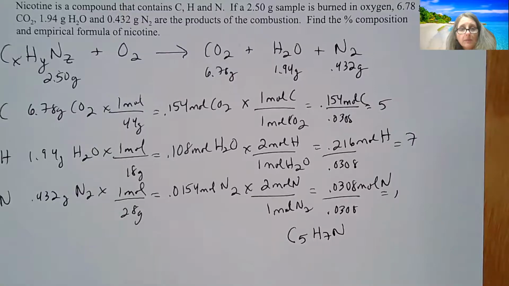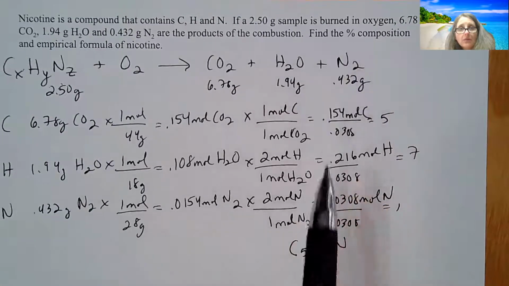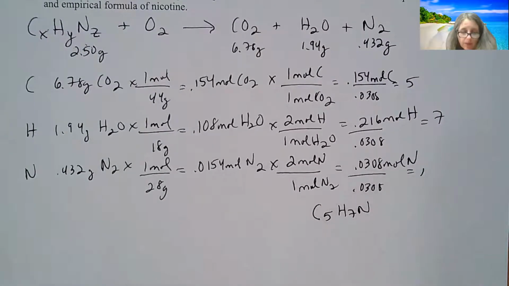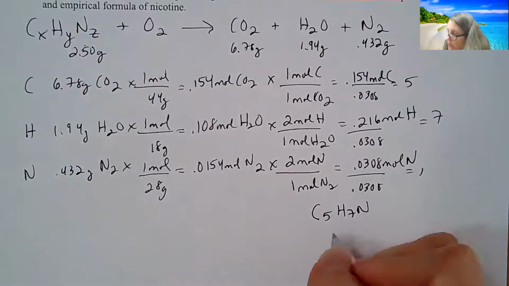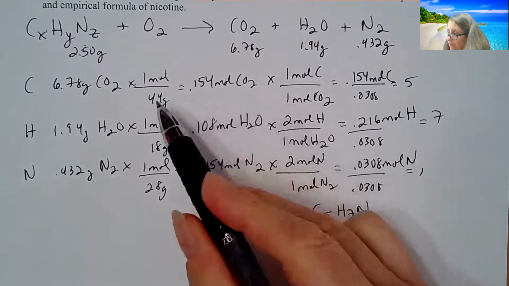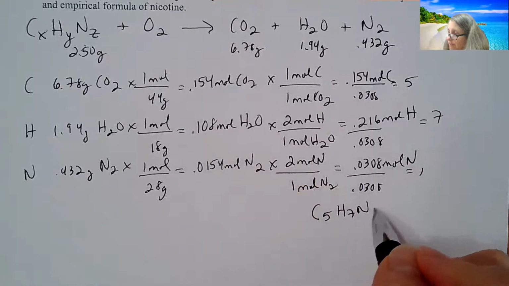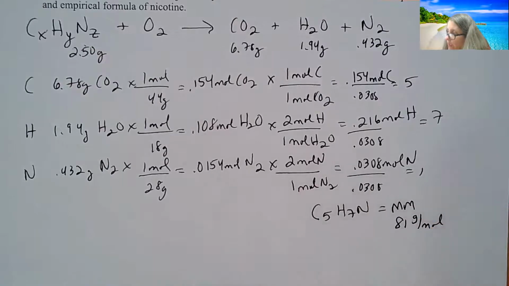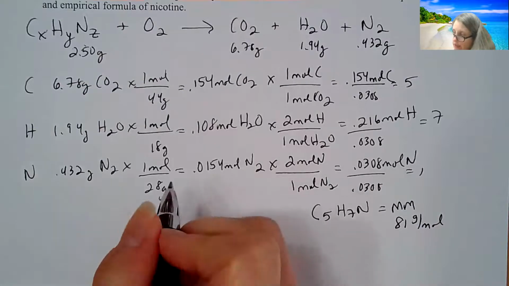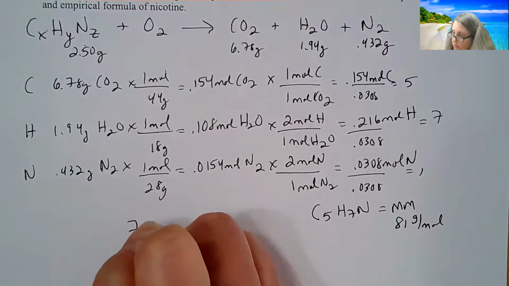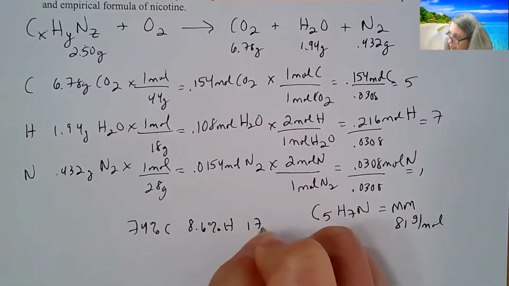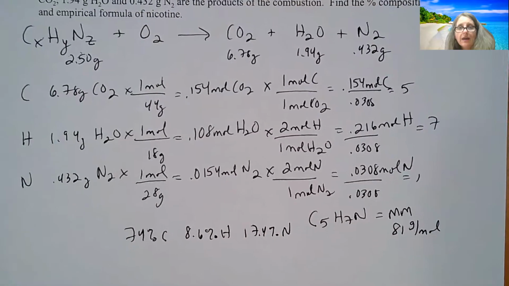So that's my empirical formula, but I need to know what the percent composition is. Now you're working backwards, because once you have the empirical formula, that's actually the hardest thing. I'm going to have 5 carbons, so 5 times 12 plus 7 plus 14 gives me a molar mass of 81 grams per mole. So all I have to do is take 5 times 12 and divide it by 81 to get my percentages. So you end up with about 74% carbon, 8.6% hydrogen, and 17.4% nitrogen in that formula.